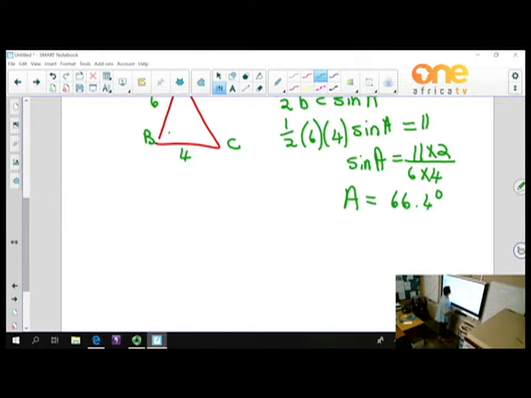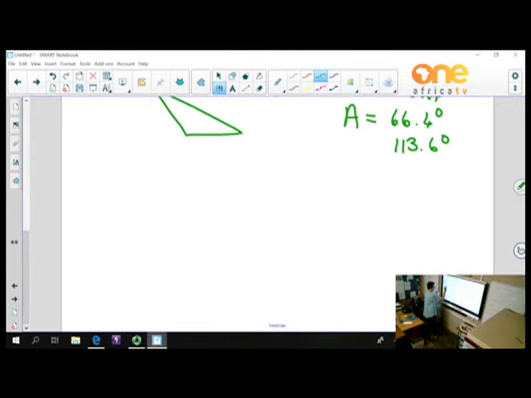Again, it could have been an obtuse angle. It might have been that obtuse angle there. So 180 minus that, and the other possibility is 113.6 degrees that we have there. Right, question 3. So we've got the sketch there. All that we do here is that we combine it now with algebra.